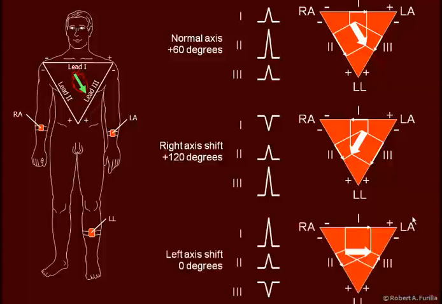And in this one, I will leave it for you to examine. We have a tall lead 1, upwardly deflecting, a shorter lead 2, upwardly deflecting, and a short lead 3, downwardly deflecting.